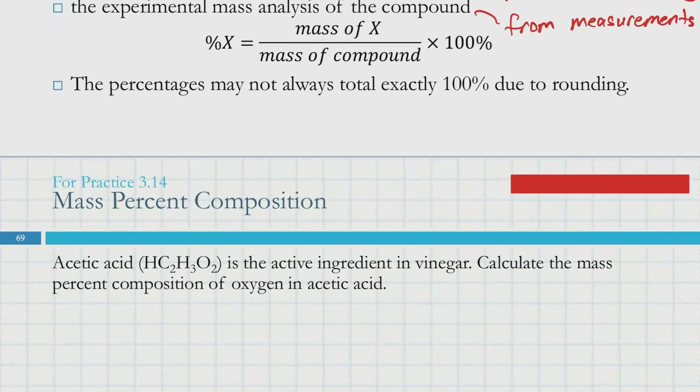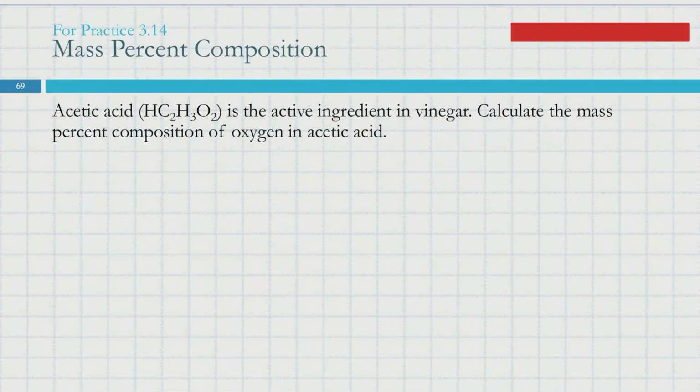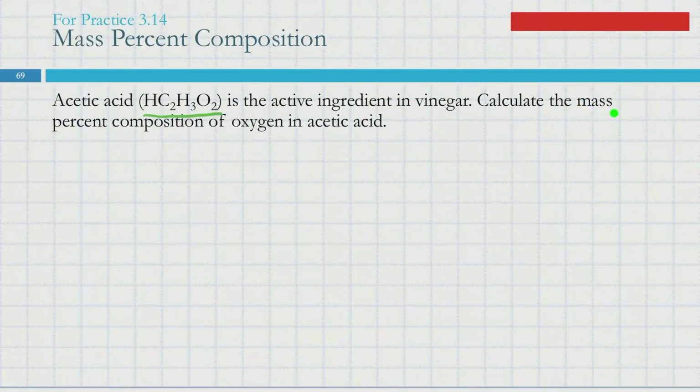All right, mass percent composition, starting from acetic acid and its formula. So acetic acid is the active ingredient in vinegar. It has the formula HC2H3O2. We know it's an acid because why? Starts with H. The other way that we could have figured out, the snarkier answer, it's got acid in the name. So acetic acid, it's got the H in front, that lets us know that it's an acid. So we want to calculate the mass percent composition of oxygen in the thing that we were given, which is acetic acid.